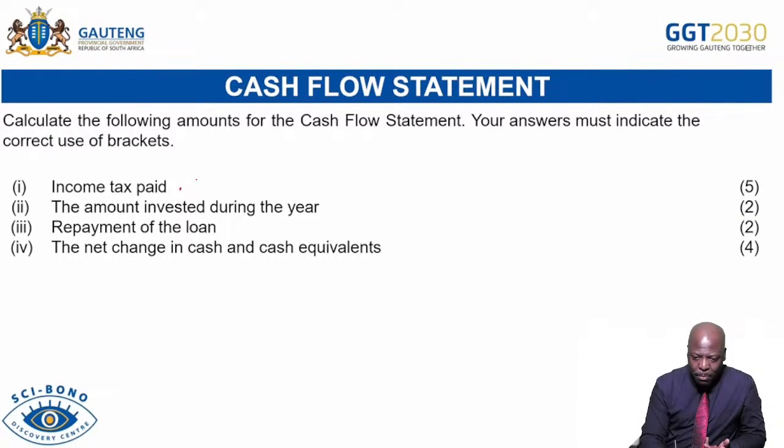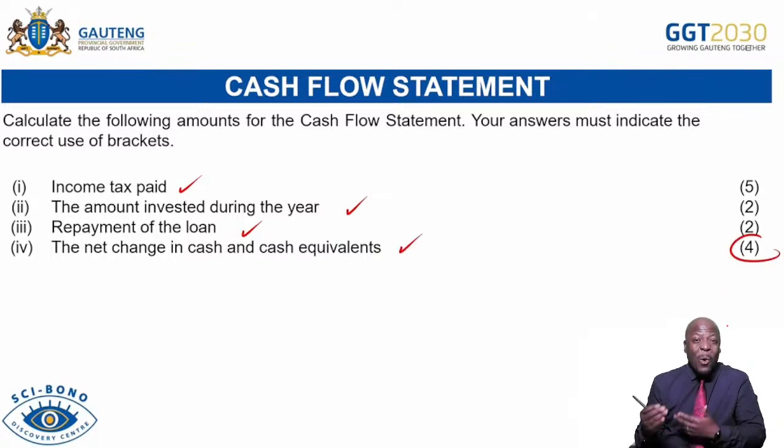Okay, income tax paid. The financial indicators are going to come just after this. Here we're going to calculate the income tax paid, the amount invested during the year, the repayment of loan, as well as the net change in cash and cash equivalent. This is a favorite for most examiners because they know learners struggle with this one. So it's a favorite for most examiners.